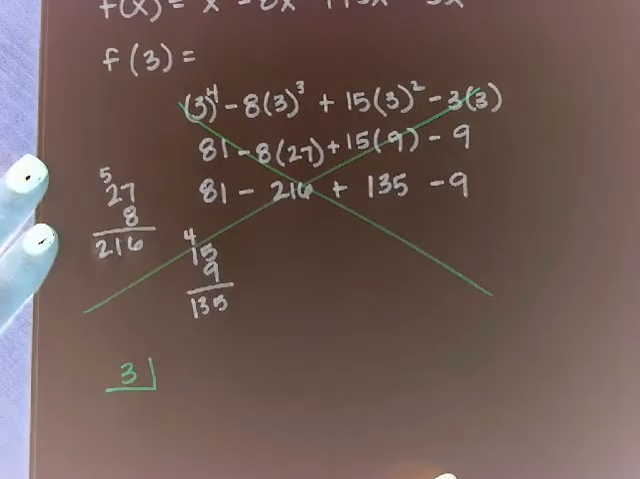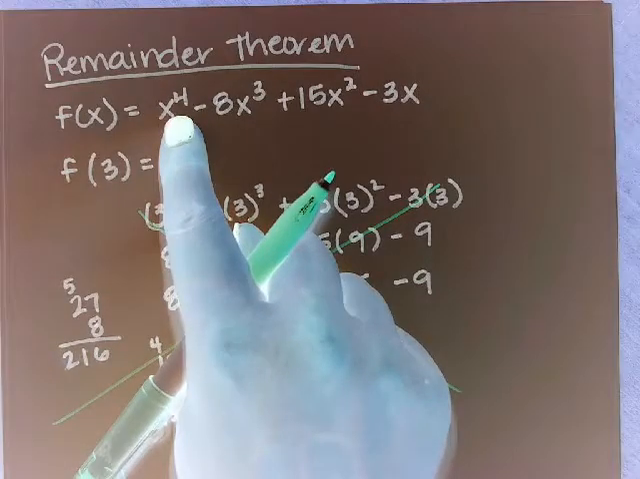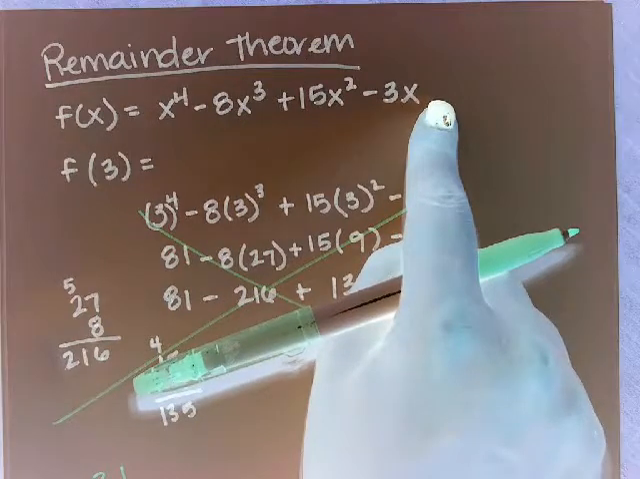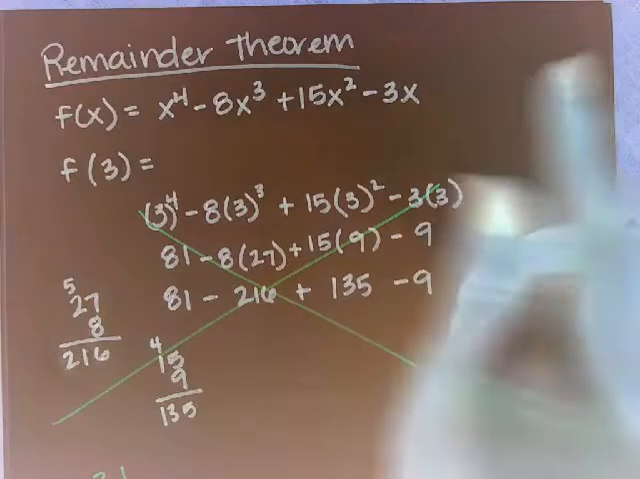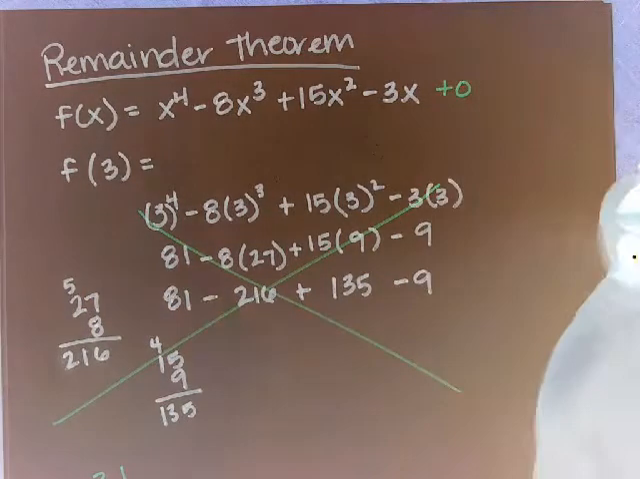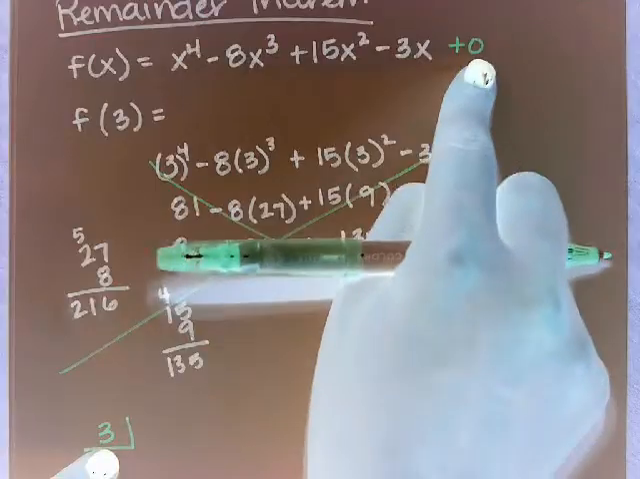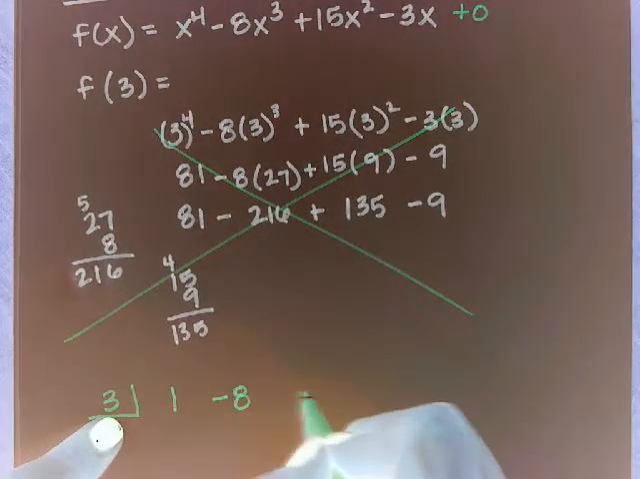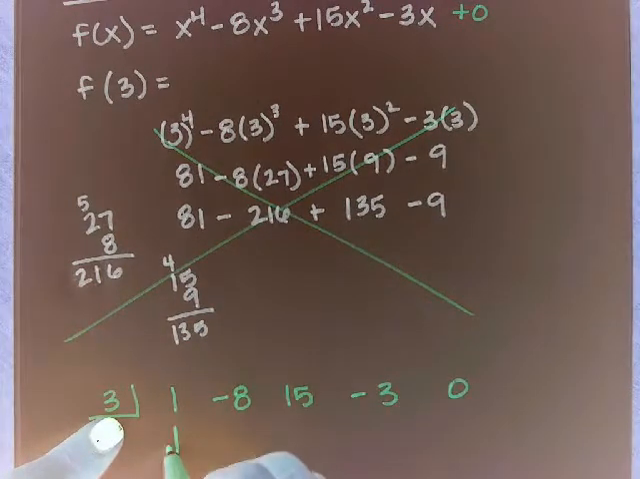Okay, so the number that I want to plug in, I put in the box. And then I take the numbers from this just like normal, but if you notice, there's something missing on the end. The plain number that has no variable, there's nothing on the end, so we're going to put a plus 0 on the end. Now we can write all these coefficients down. So what should I be writing? 1, negative 8, 15, negative 3, 0.